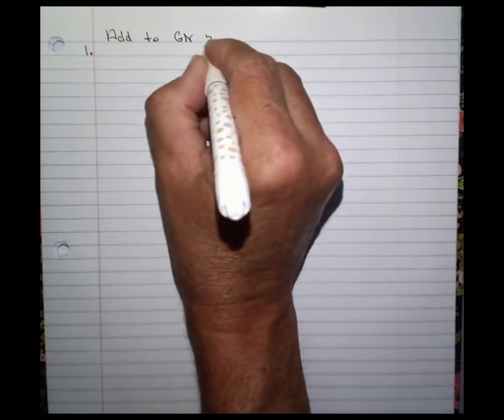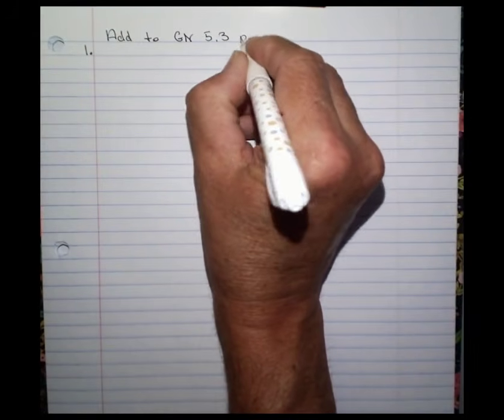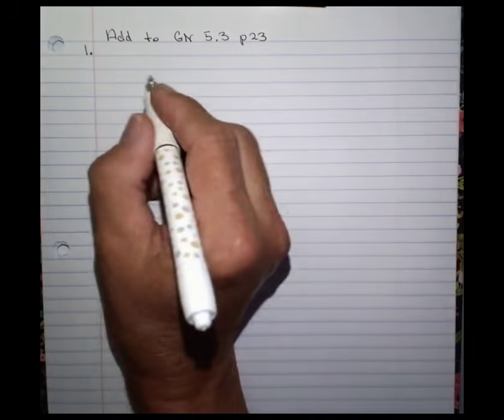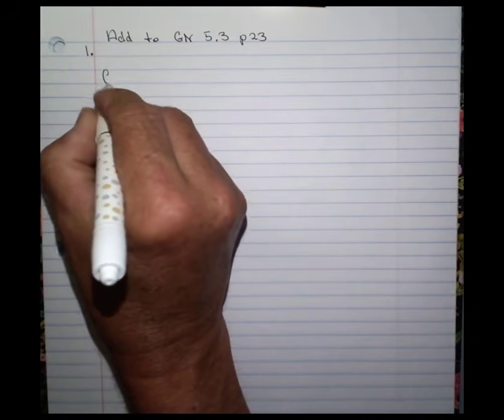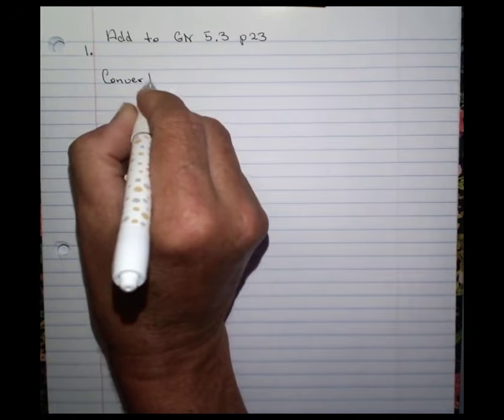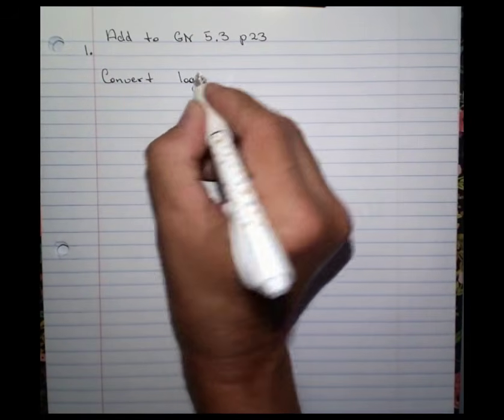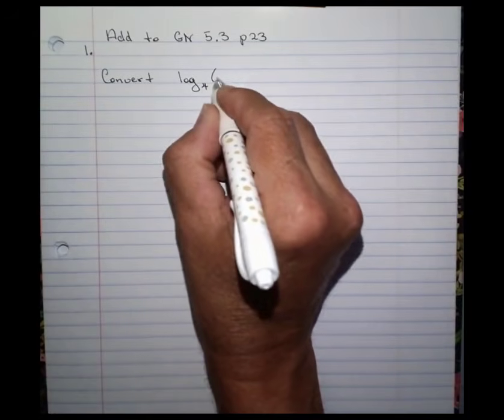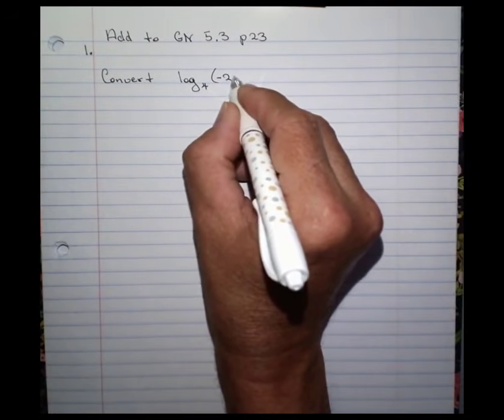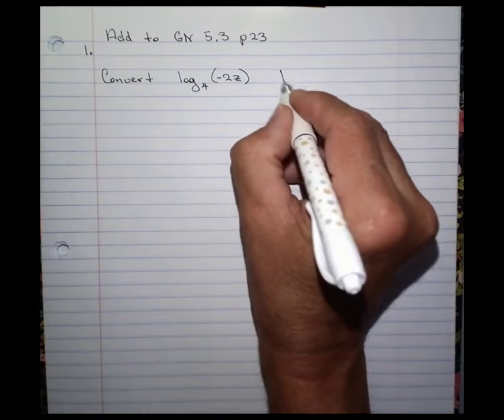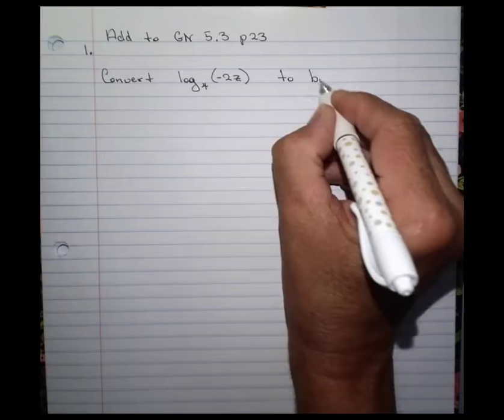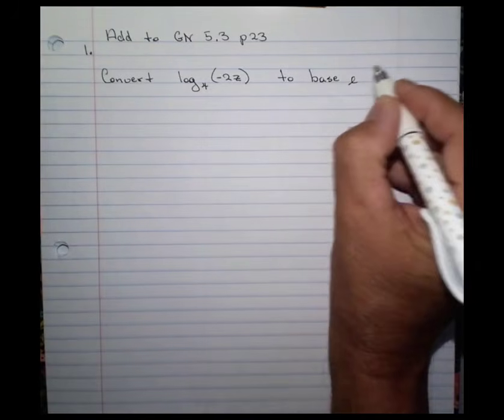Now, I wanted a little more practice with changing these. So add a page here, and we're going to say add to guided notes 5.3, page 23. So add these to that page 23. And the first one is going to be to convert log base 7 of negative 2z. And I'm going to convert it to base E, the natural log, base E.